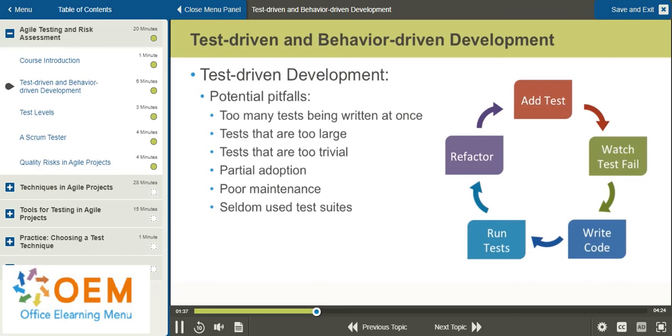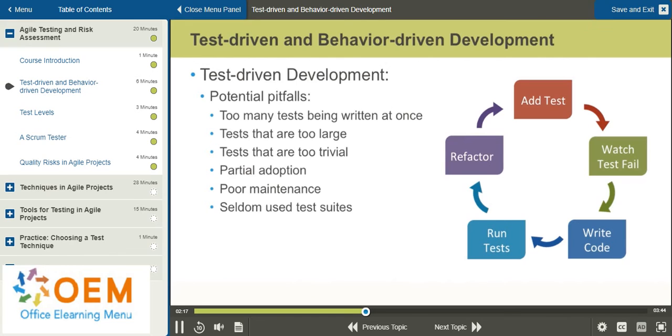Another potential pitfall is writing tests that are too large and that try to test too many pieces and subsets of functionality. Another potential pitfall is writing tests that are too trivial and too easy to make the test succeed by writing very simple code. These tests aren't really going to get at the meat of what we're trying to solve or fulfill in terms of requirements. Another pitfall is more cultural, and it's only partial adoption of the test-driven development approach by teams. When we have partial adoption, then we have some level of disconnect amongst the team members when they have different approaches.